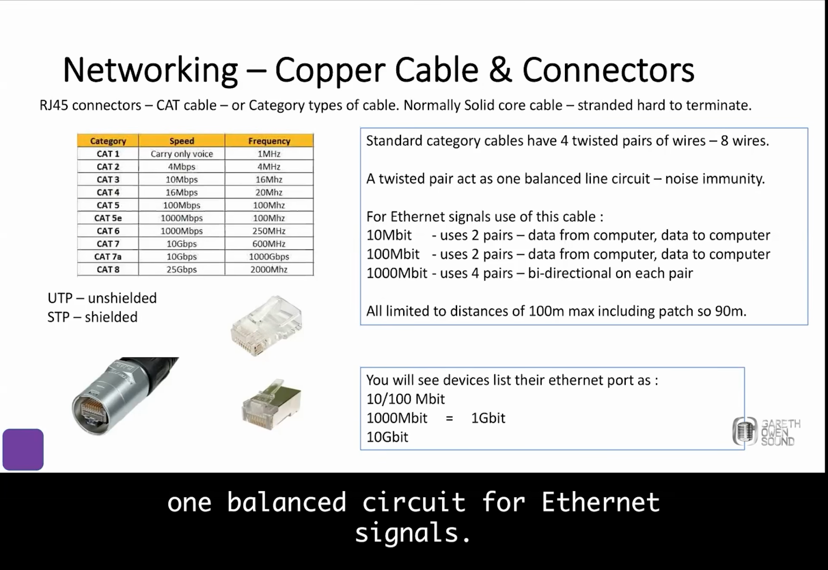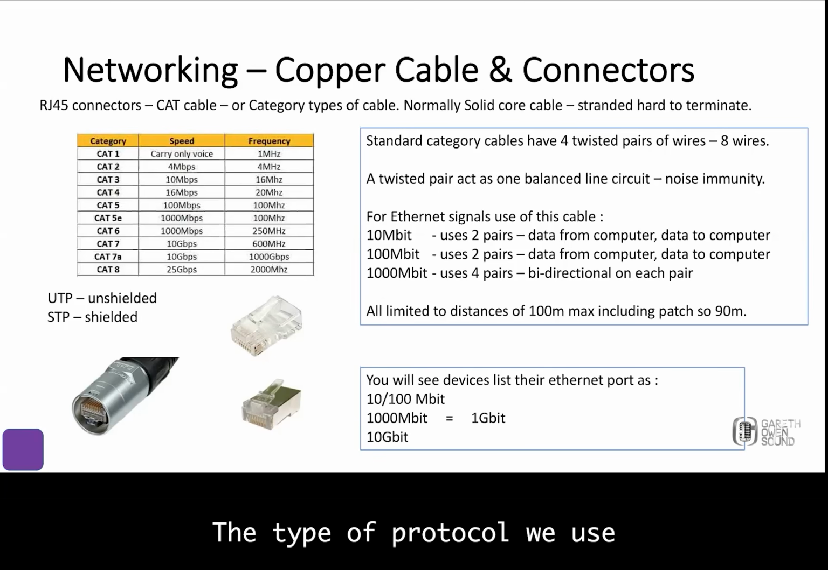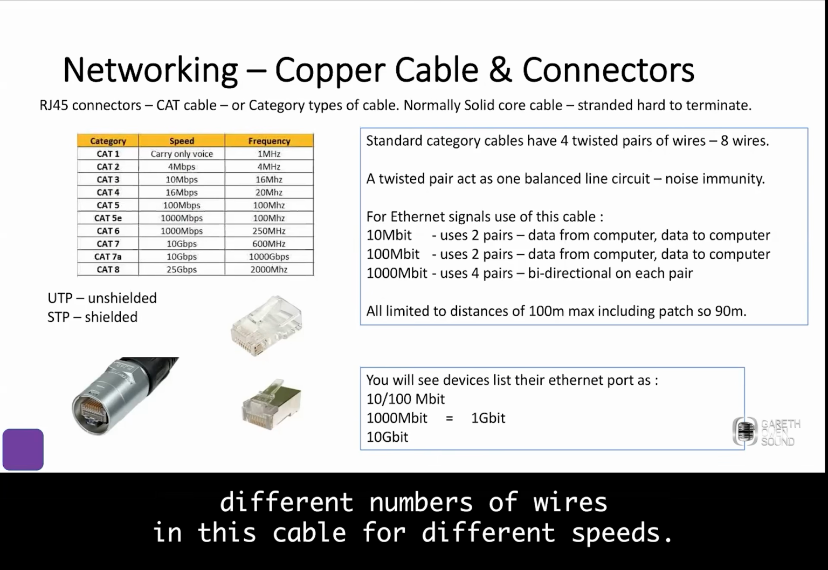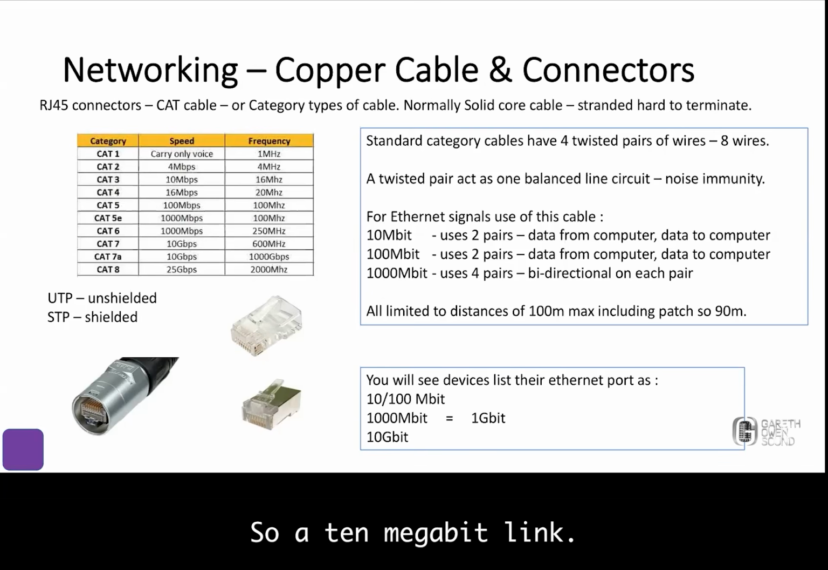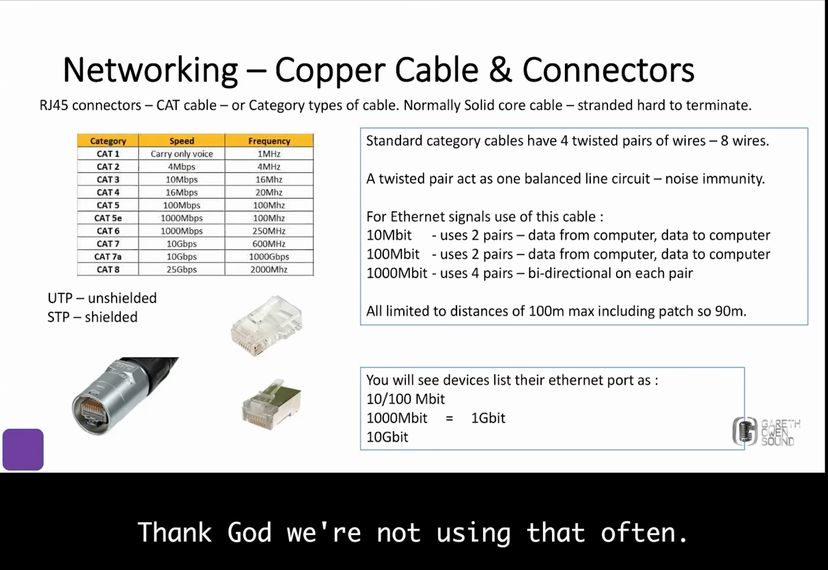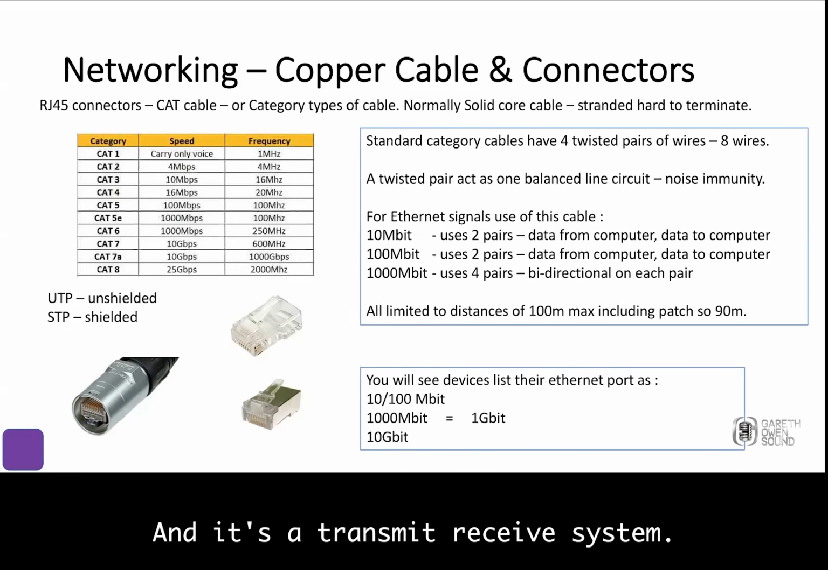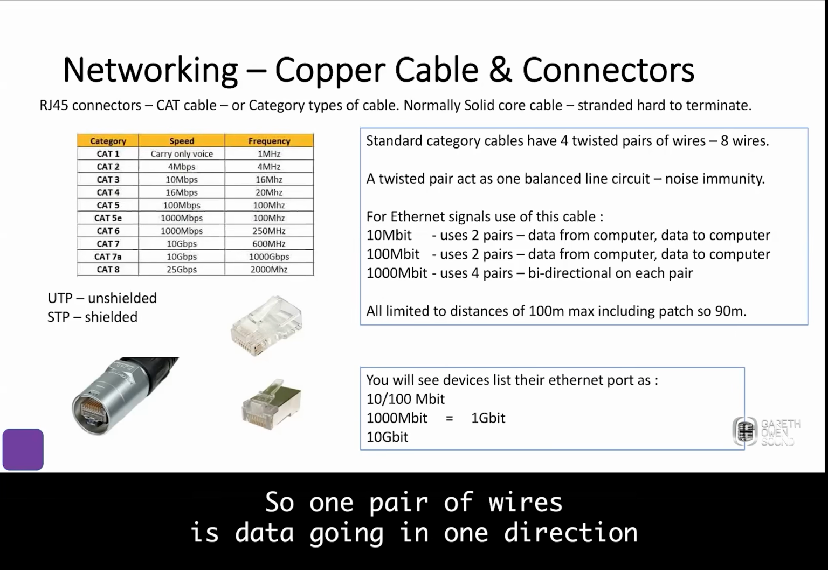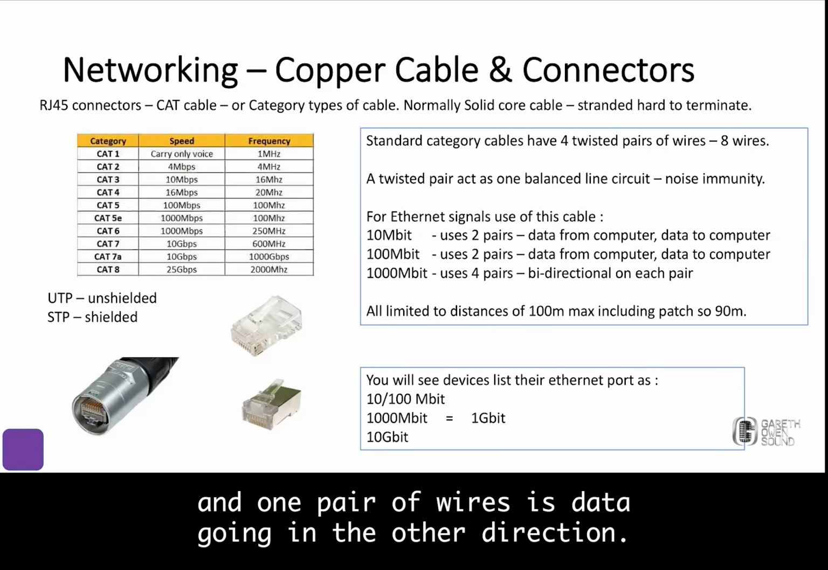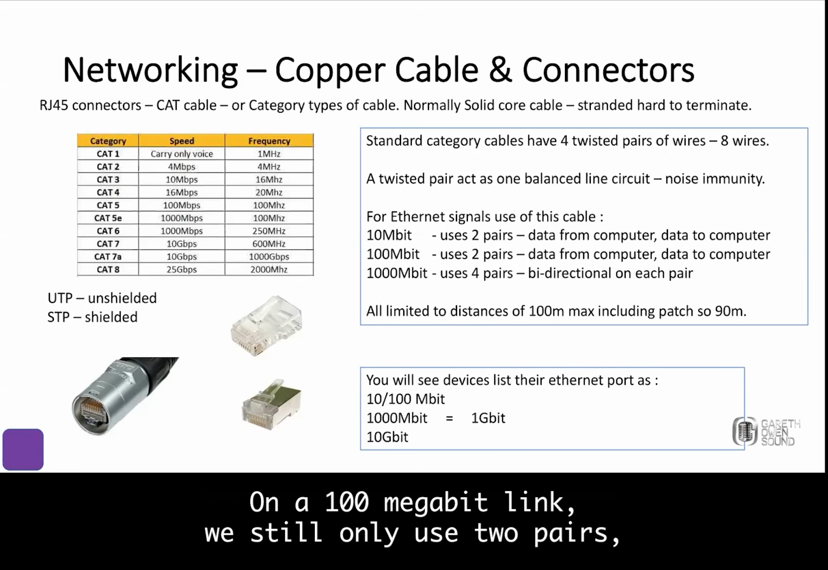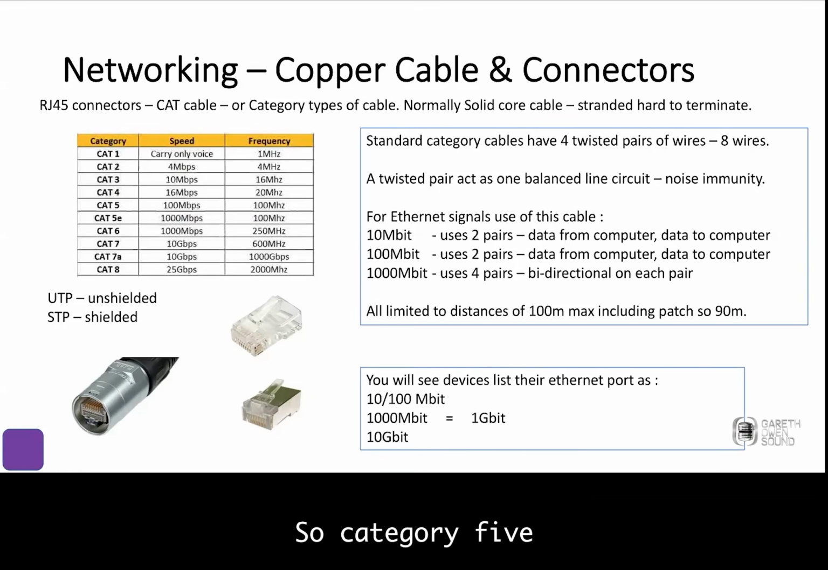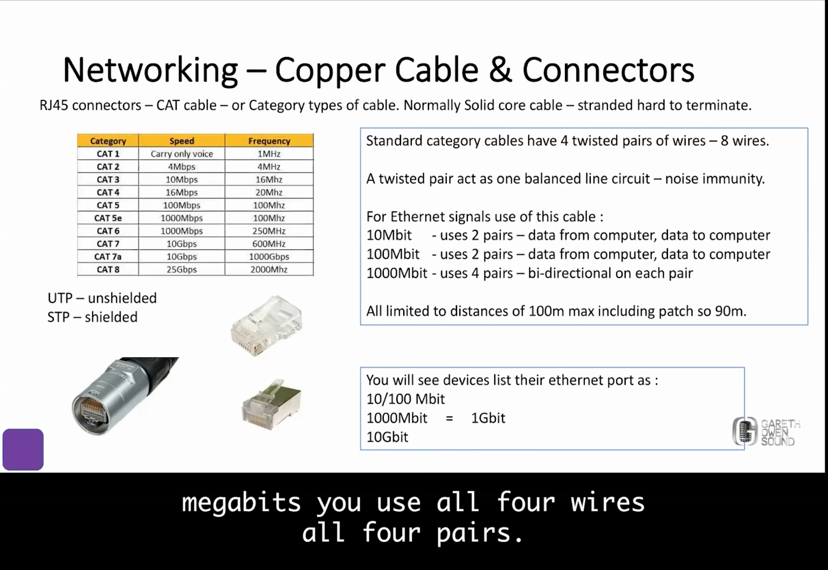For Ethernet signals, the type of protocol, we use different numbers of wires in this cable for different speeds. So a 10 megabit link, thank God we're not using that often now, only uses 2 pairs. And it's a transmit receive system. So one pair of wires is data going in one direction, and one pair of wires is data going in the other direction. On a 100 megabit link, we still only use 2 pairs, but we have to use a higher grade of cable, so category 5. On 1,000 megabits, you use all 4 wires, all 4 pairs, sorry.